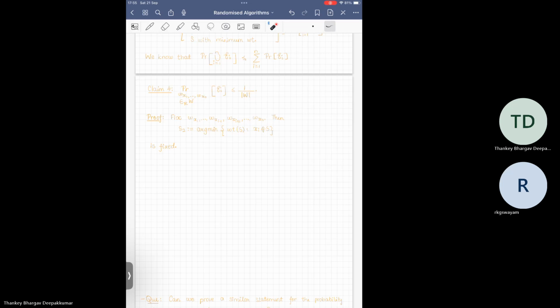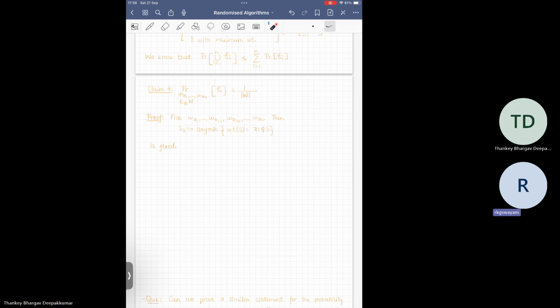So why is S2 fixed? First of all, S2 can only become fixed once the weights of all the sets not containing xi are fixed, right? Yes. So my question is, once I fix the weights of x1 to xn, but not xi, why are the weights of all the sets not containing xi fixed?